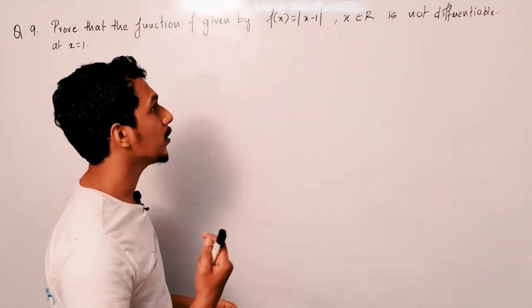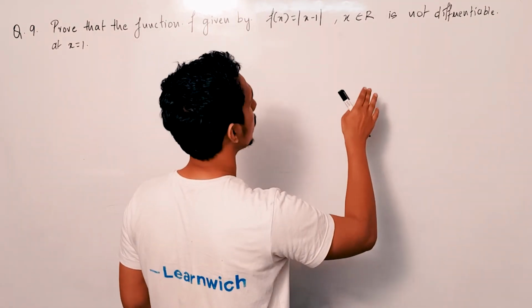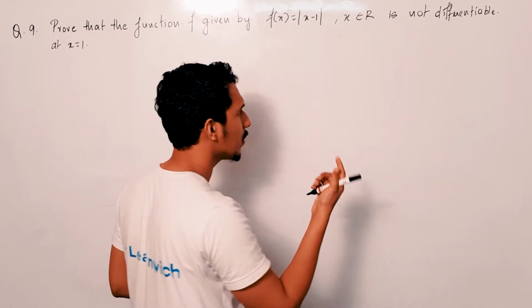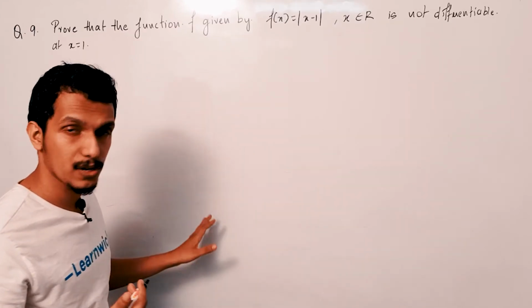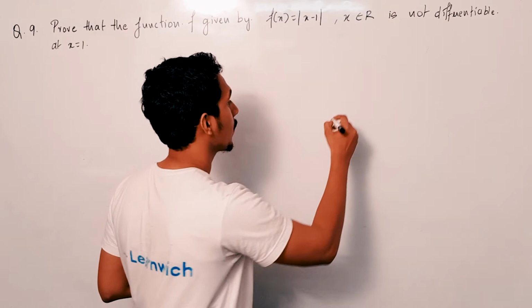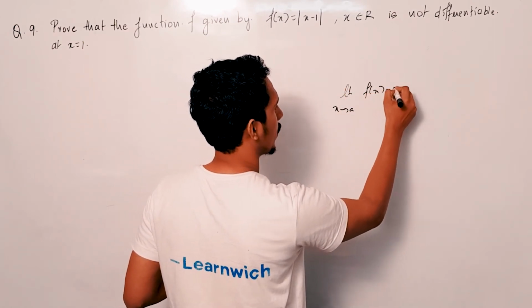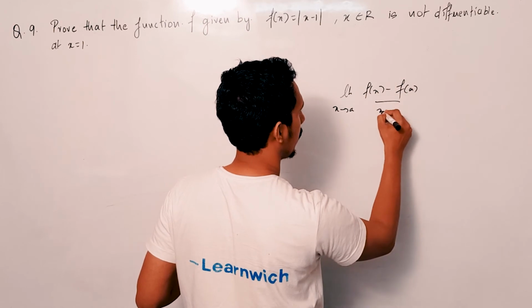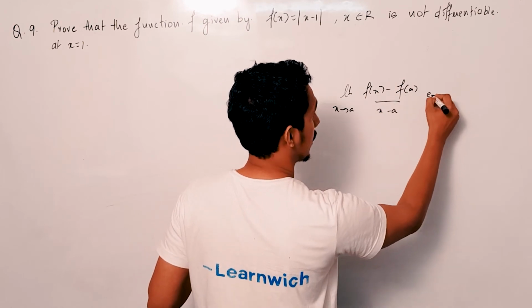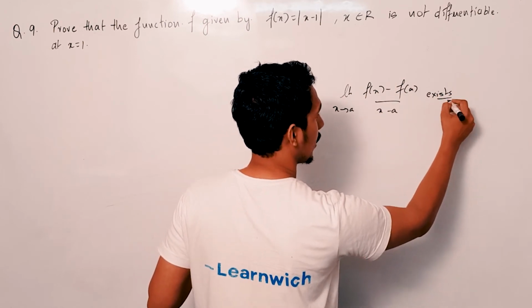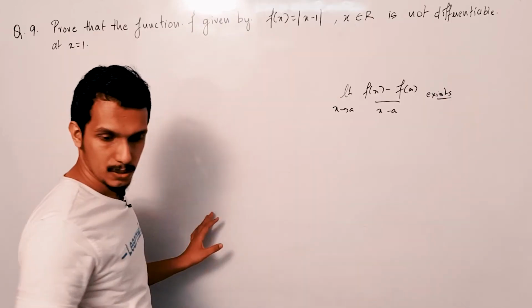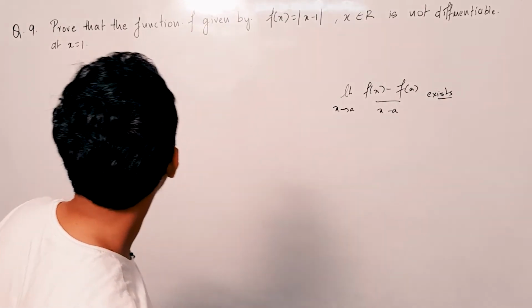So what does it mean by saying that a function is differentiable? We've learned that a function is said to be differentiable at point a if limit x tends to a, f of x minus f of a divided by x minus a exists and is finite. So that's what we've learned. So we'll apply this similar principle here.